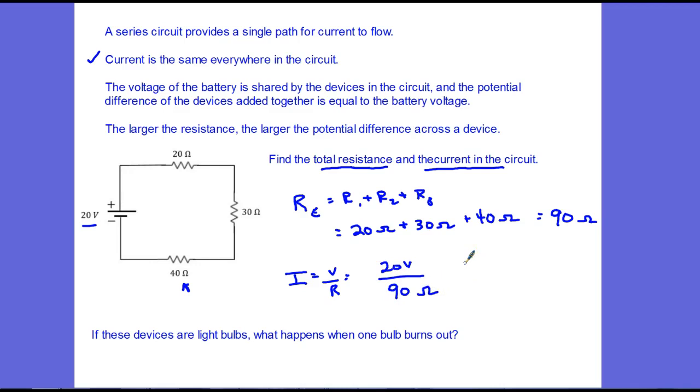Get my calculator. 20 divided by 90 is 0.22, 0.22 amperes.